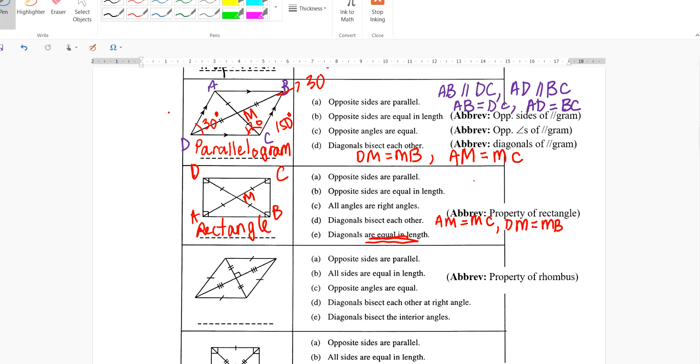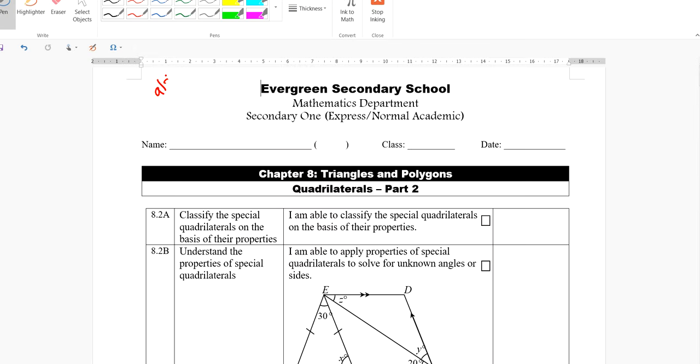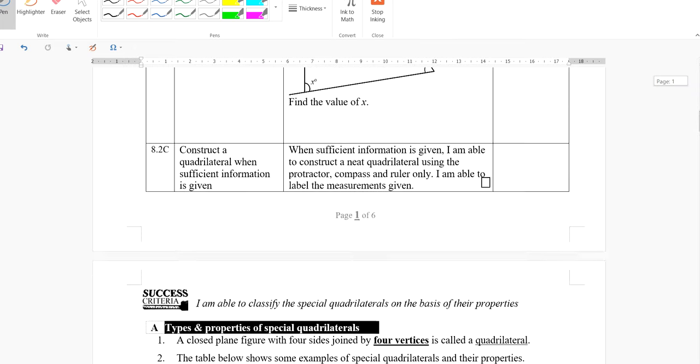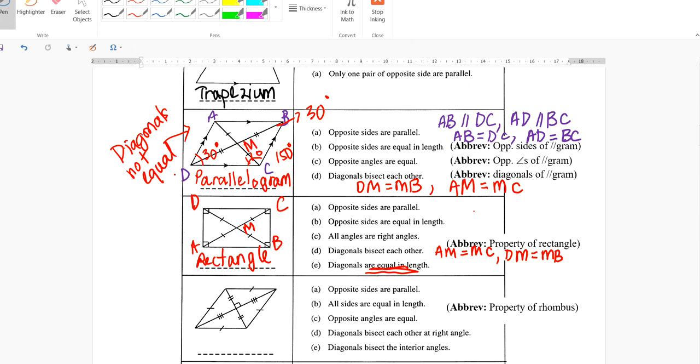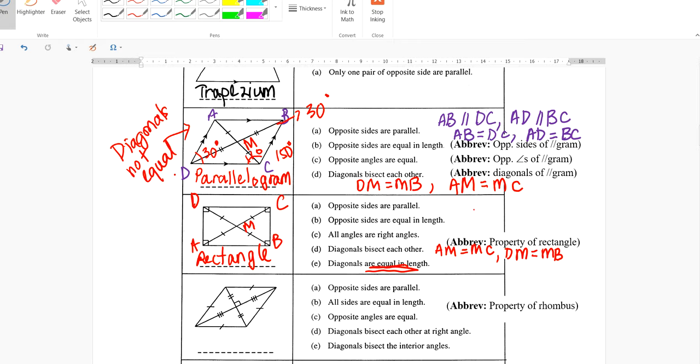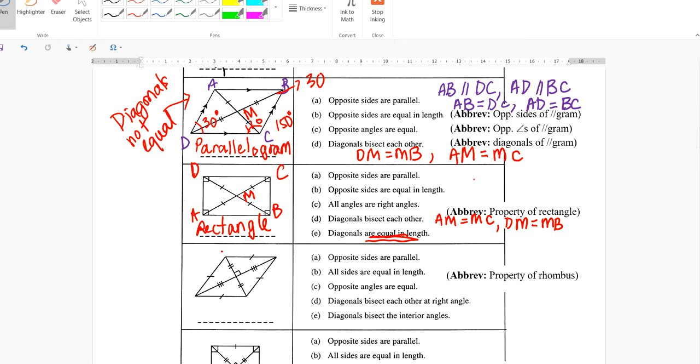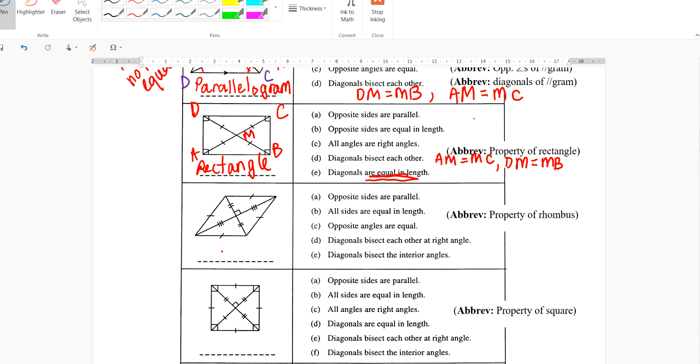But be careful, the diagonals of your parallelogram are not equal, but for a rectangle they are equal. So they will bisect each other. And the next thing is your rhombus. Rhombus is very special. Your diagonals are perpendicular to each other. They are perpendicular.